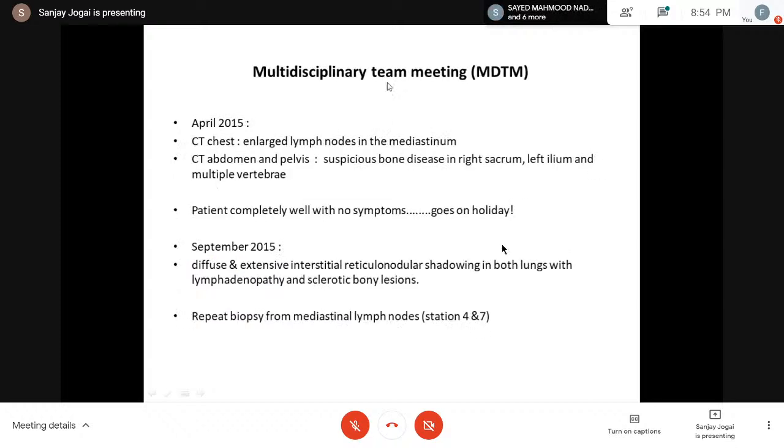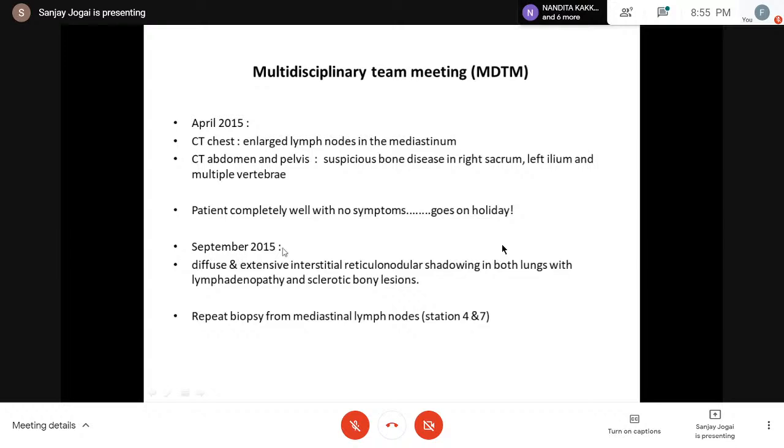So went back to the multidisciplinary meeting. Now some time has elapsed. Now by this time this gentleman is having enlarged nodes in the mediastinum and the CT scan is showing some bone disease as well. But he's well. He goes on a holiday. People go on a lot of holidays. Unfortunately, we can't go anywhere right now.